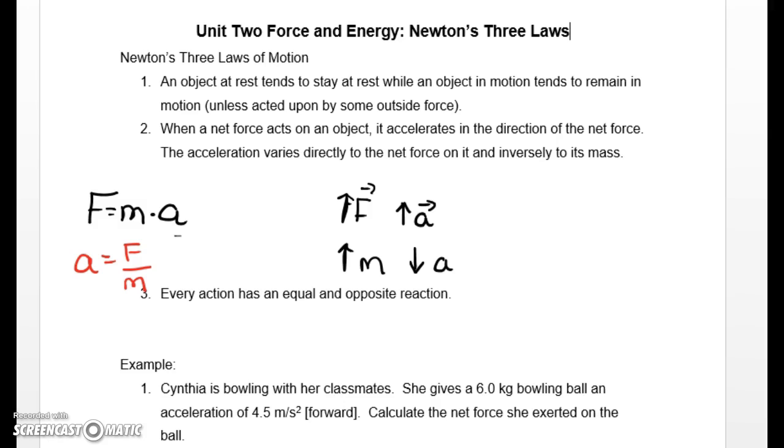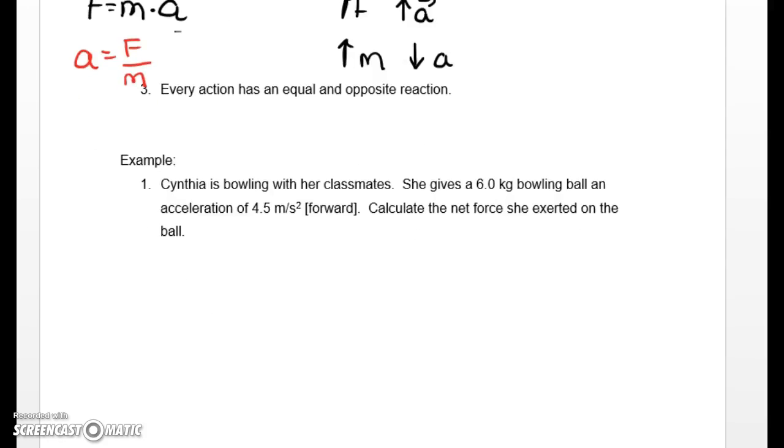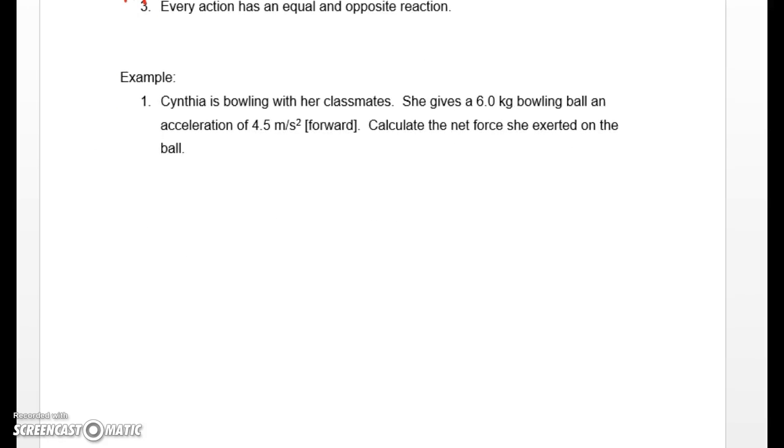So we're going to look at an example from your notes, which is number 3 from the first section of your notes. So Cynthia's bowling with her classmates. She gives a 6.0 kilogram bowling ball an acceleration of 4.5 meters per second squared forward. Here we're going to calculate the net force she exerted on the ball.